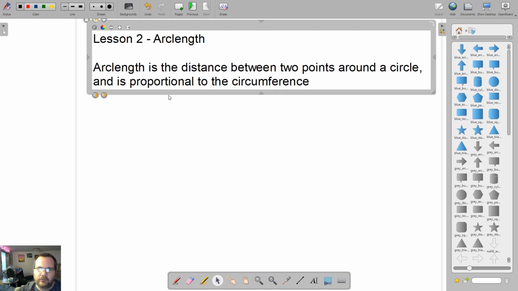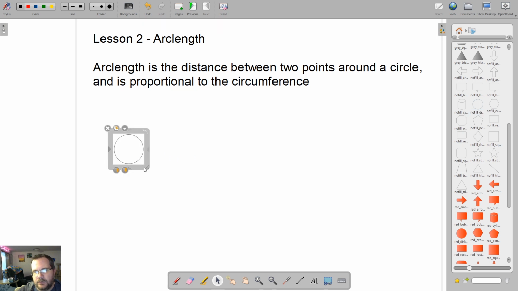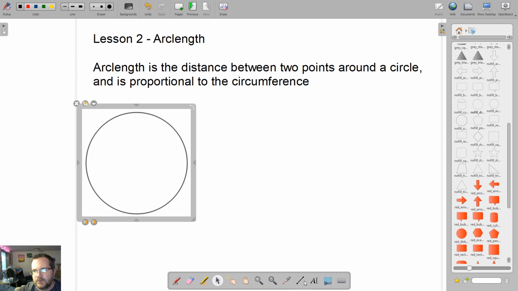Now, whereas the circumference is the distance around an entire circle, the arc length is the distance around a circle between 2 points. So instead of a straight line distance between them, it's the distance between the 2 points on a circle using the circle itself. So let's take a look at what that looks like here with an actual circle.